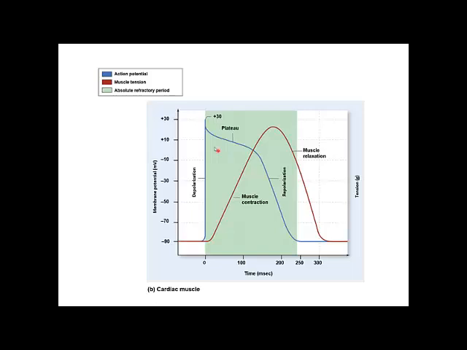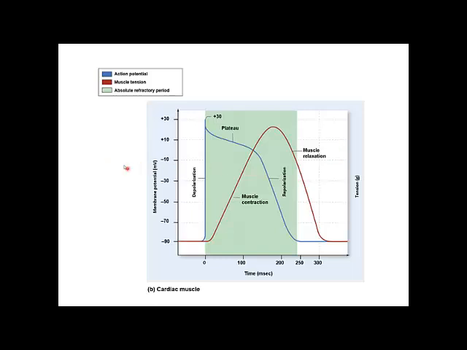And once again, we see this length of about 200 milliseconds, about a quarter of a second. This depolarization, followed by this longer muscle contraction and relaxation than skeletal muscle, will make sure we get enough contraction of cardiac muscle to have sufficient blood ejection.